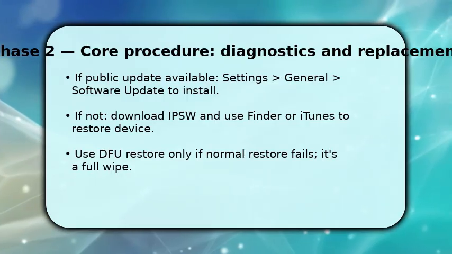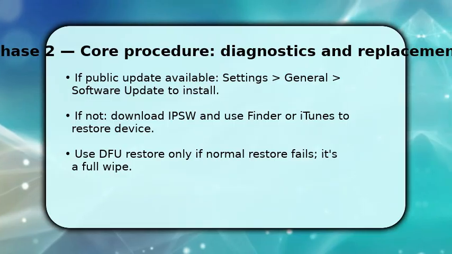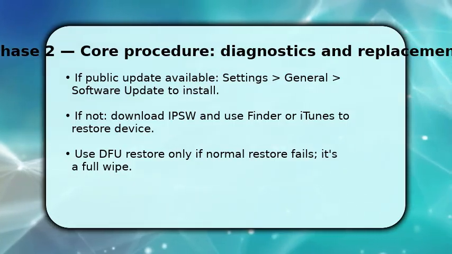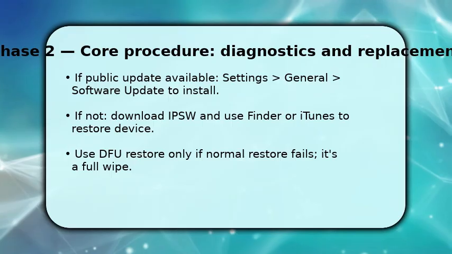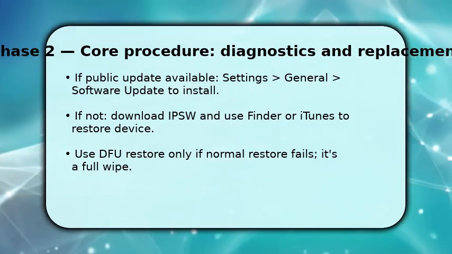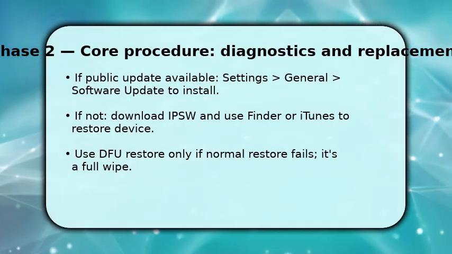If the public release is not available, prepare an IPSW from Apple and connect to Finder or iTunes to perform a restore. This replaces system software cleanly. If Finder/iTunes cannot complete the restore due to errors, use DFU mode as a last resort. DFU ensures a full reinstall but erases everything.